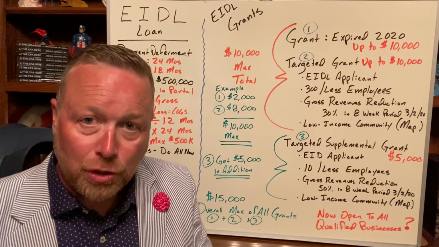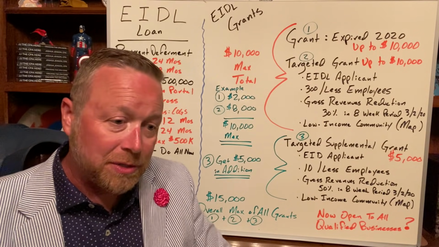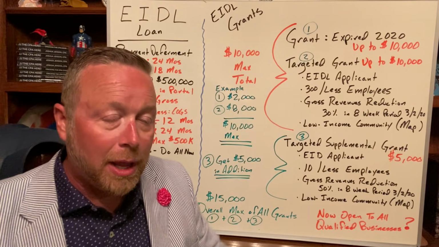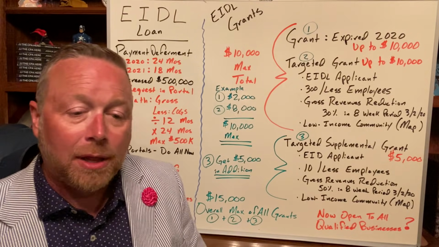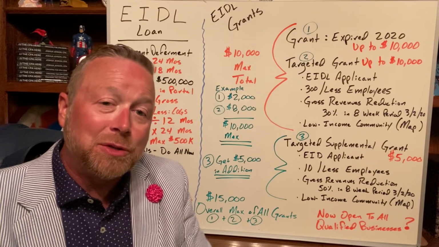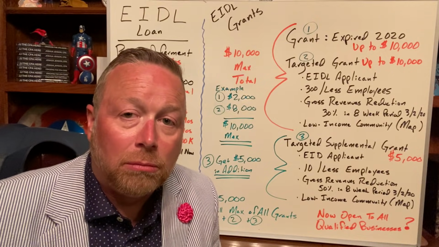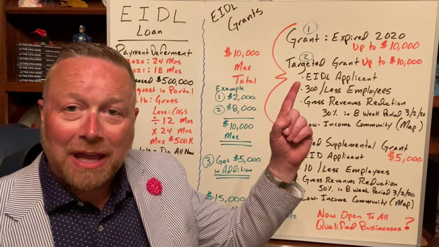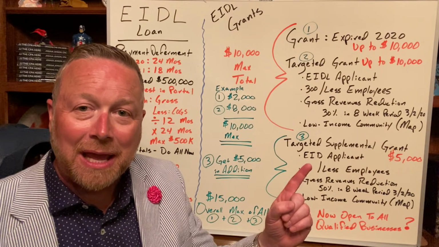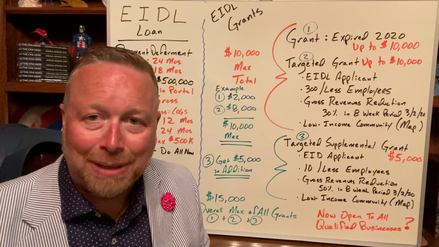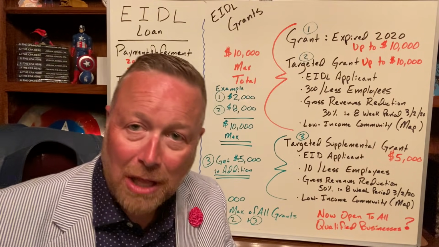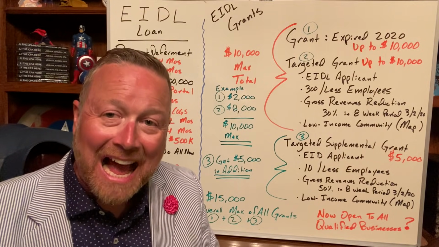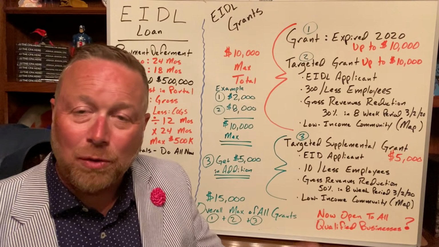So what I would caution you on is that if you're reading an article and it says, hey, go and apply for the EIDL if you haven't applied before to then get the grant, I'd be cautious of that, only from the standpoint of you're applying for a loan. And yes, as you can see, the qualification for both of these is that you have to be an EIDL applicant to be able to get the loan and to get the grants. You have to be an EIDL applicant to even get either one of these grants.